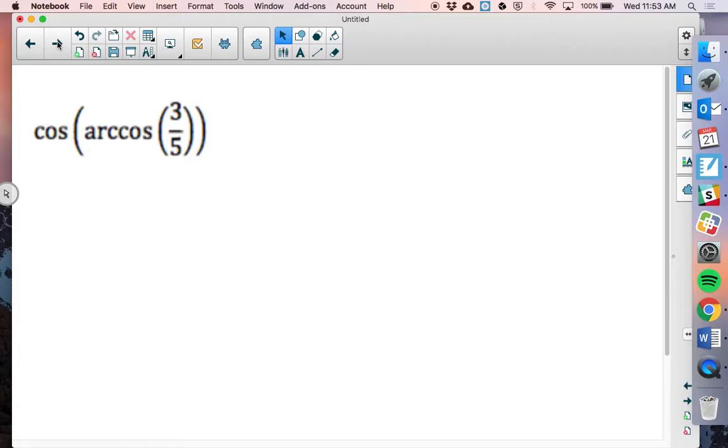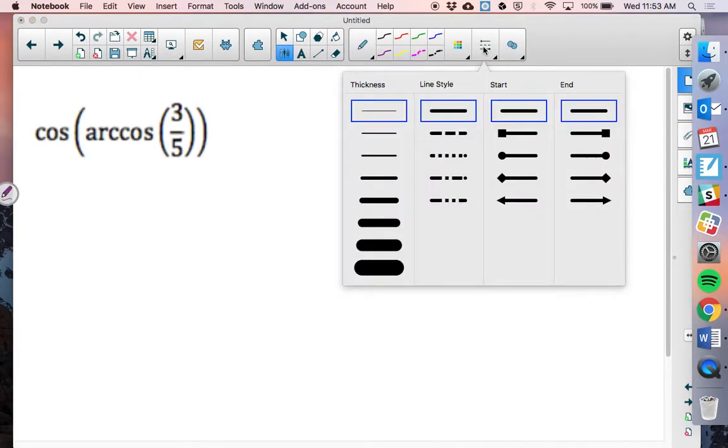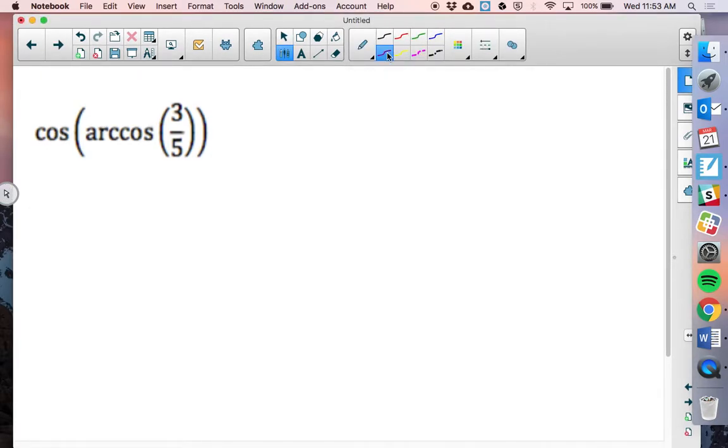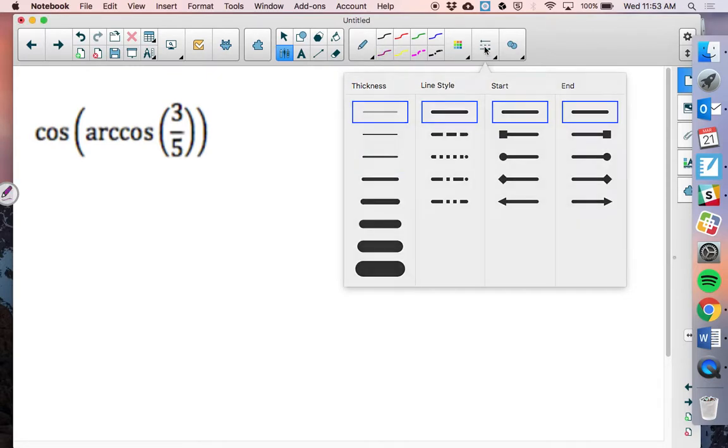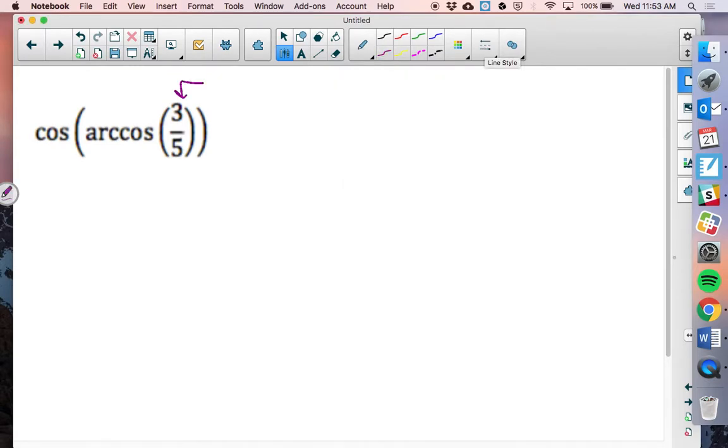So first of all, I've got cosine of arc cosine of 3 over 5. And my first question for you is, when you have an arc cosine function, what goes into the function? Is it a point or is it an angle? So what goes into the arc cosine function is the point from the unit circle.